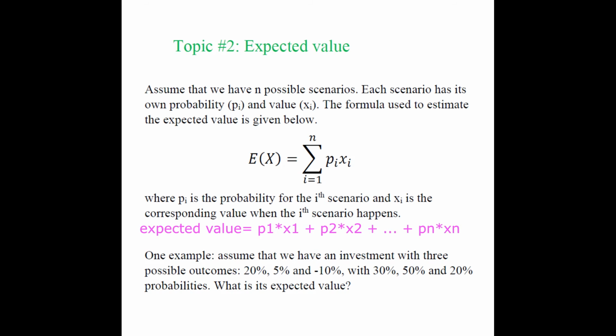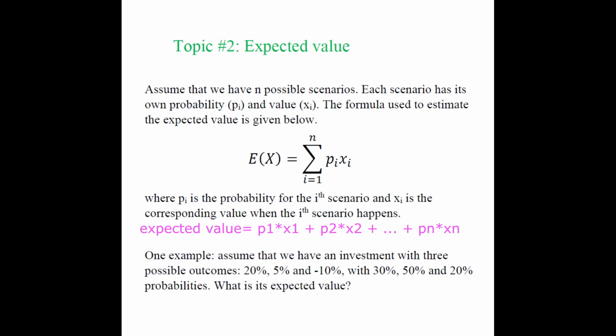Next topic: expected value. Assume we have n possible scenarios or outcomes. Each scenario has its own probability, Pi. P stands for probability, and its corresponding value is xi. The formula to calculate expected value is given below: P1 times x1 plus P2 times x2 plus P3 times x3 plus, until the last, Pn times xn.